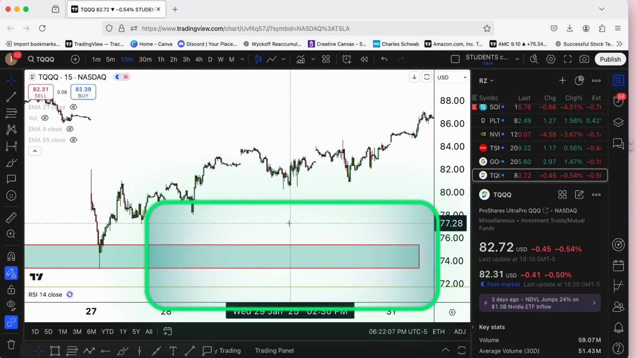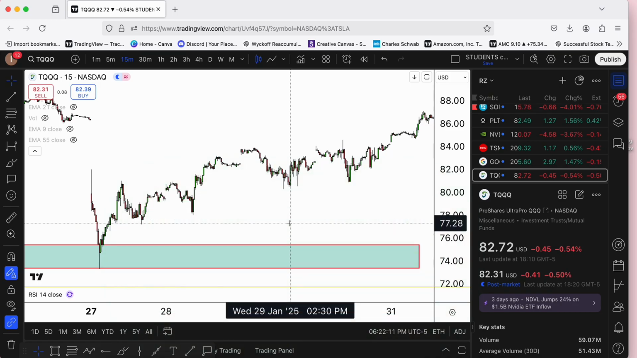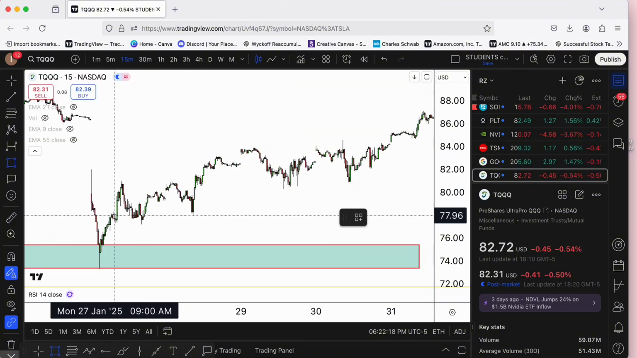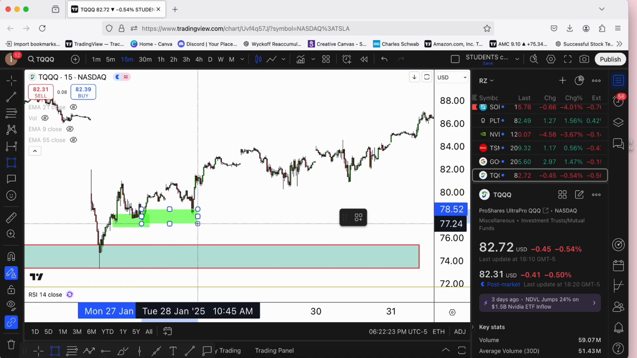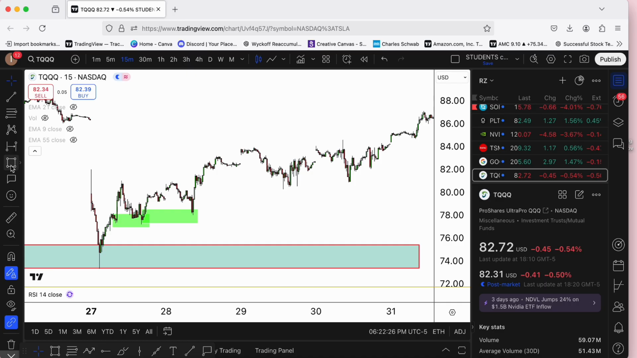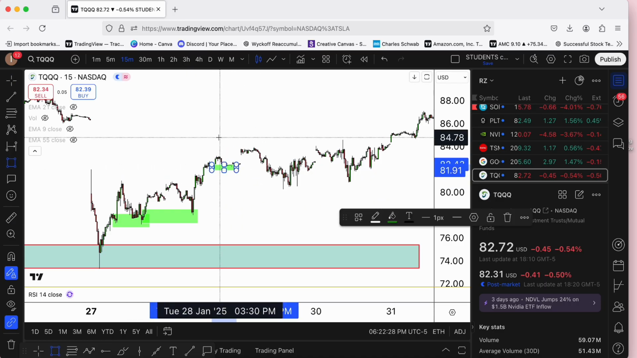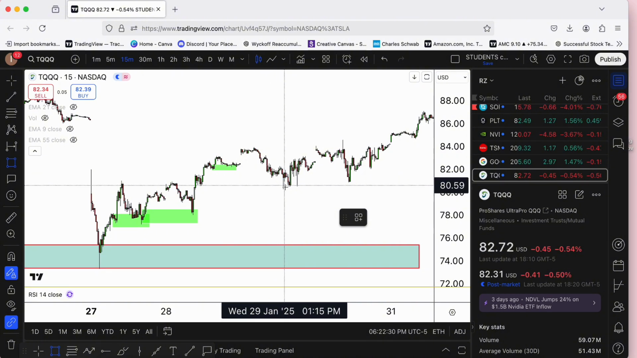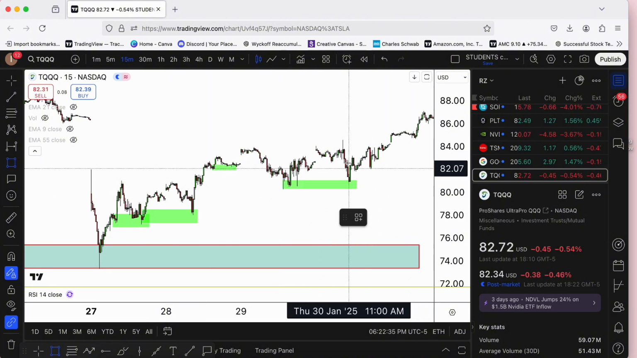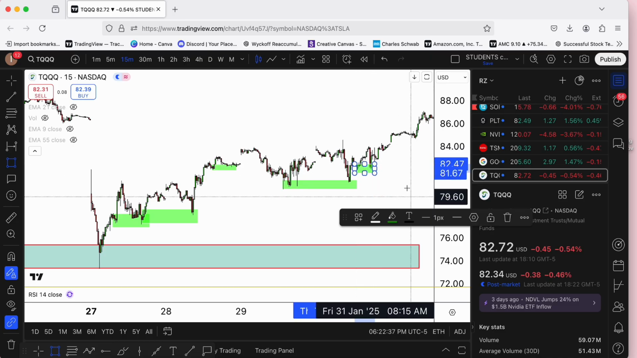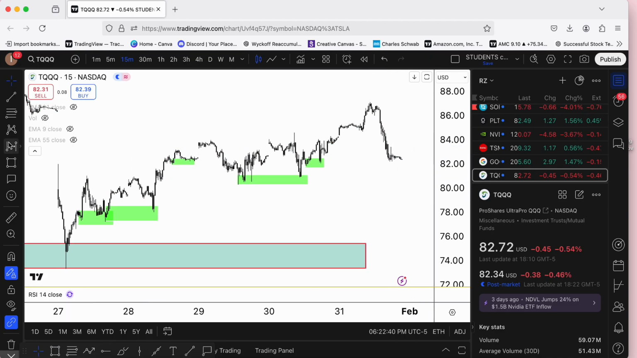Because why you're drawing boxes is because you're saying that this is an area where they bought before, and this is where price comes back down into and then bounces. And so if I just draw simple boxes, you can see where price bounced right there, right here, here as well. And you can see that there are areas where you can just draw simple boxes and make money off of them. All you have to do is know where to place them.